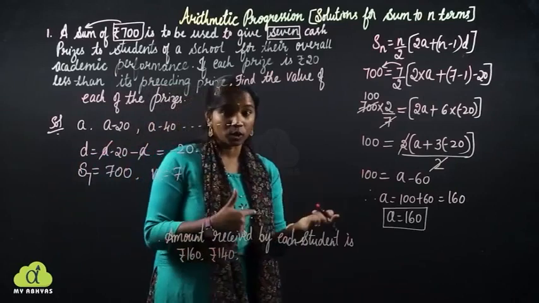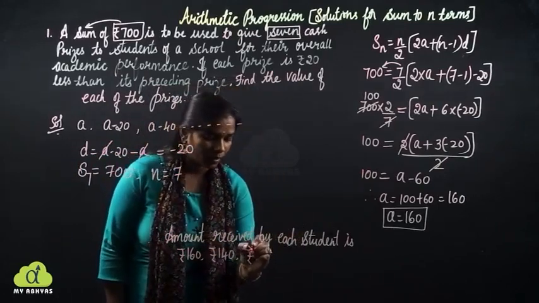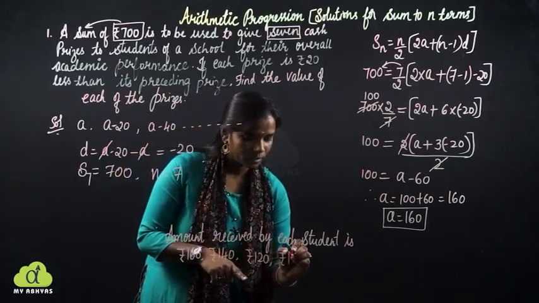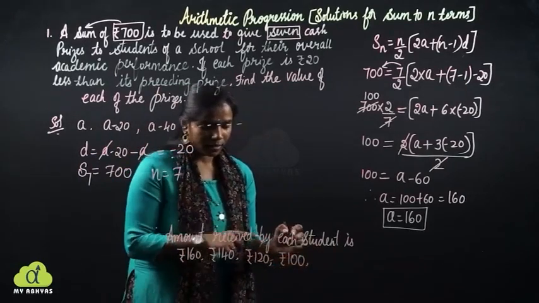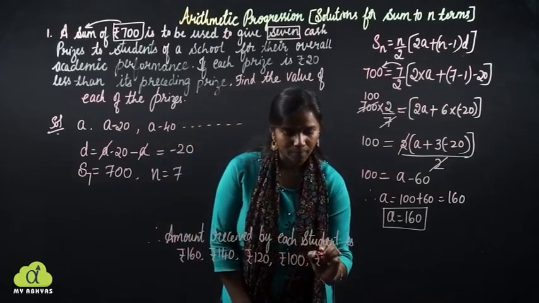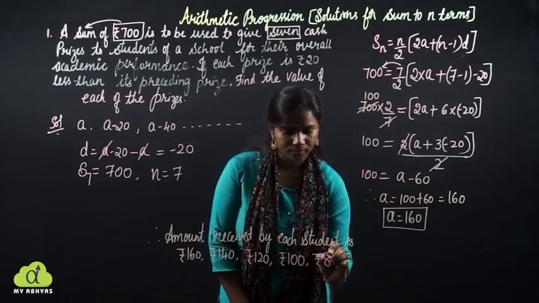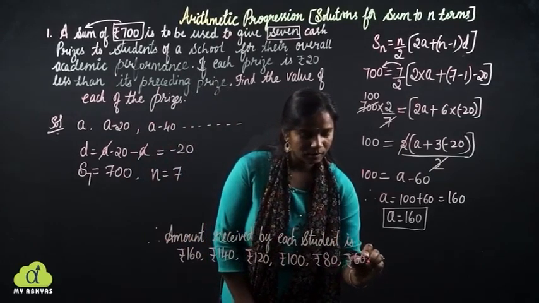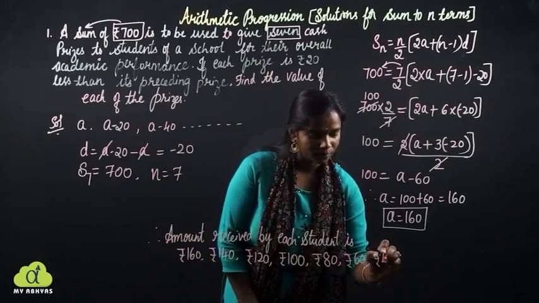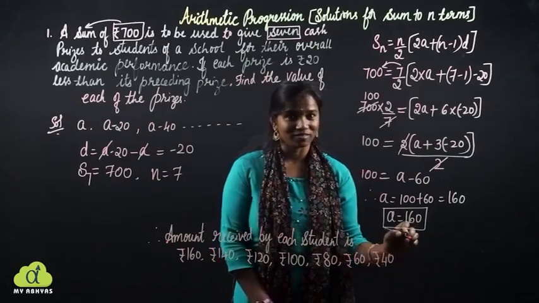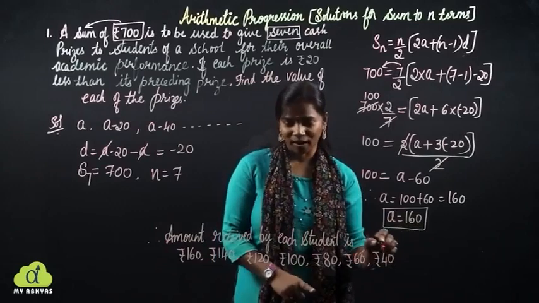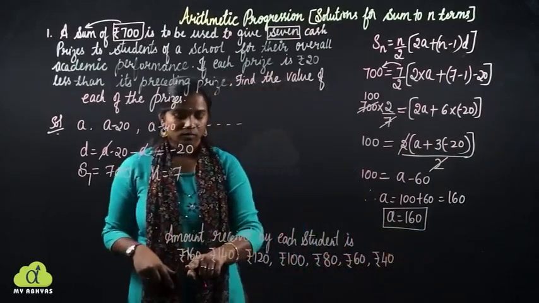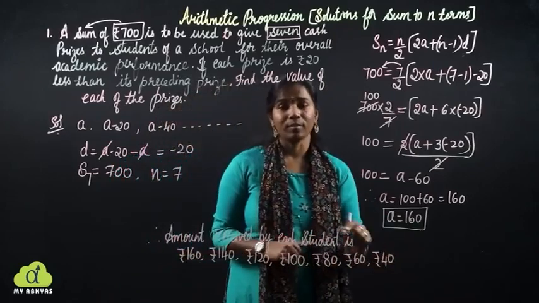Third student has got 20 rupees less, which is rupees 120. Next person, it is rupees 100. And the next person, it is rupees 80, followed by rupees 60 and rupees 40. Shall I write rupees 20 also? No, I won't write it because there are only 7 members. Count here, it is 3 and 3 and here 7 members are there.